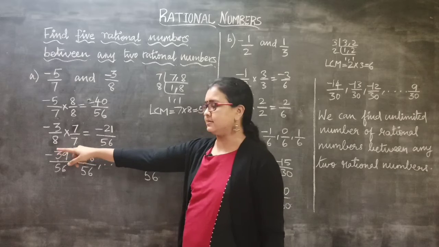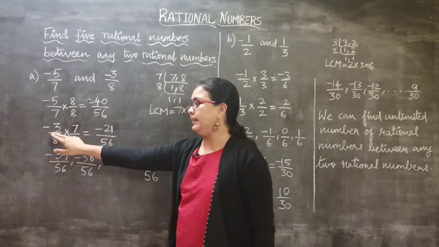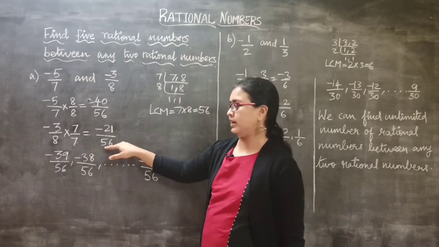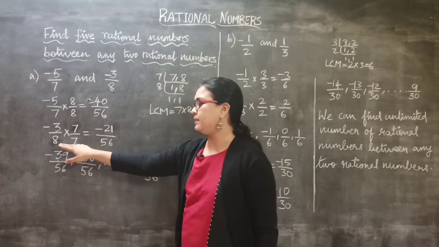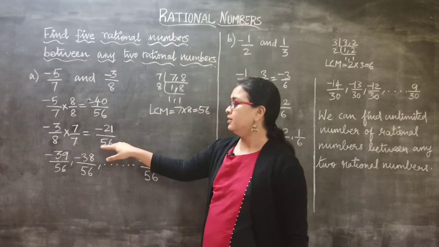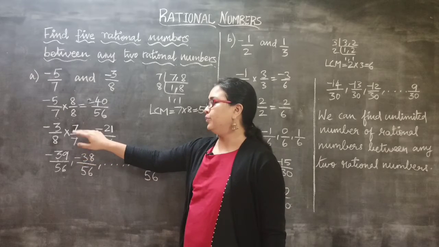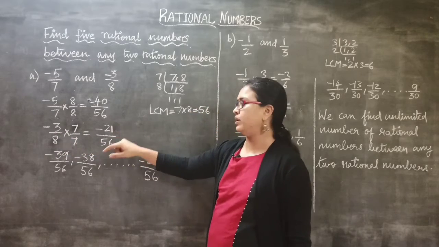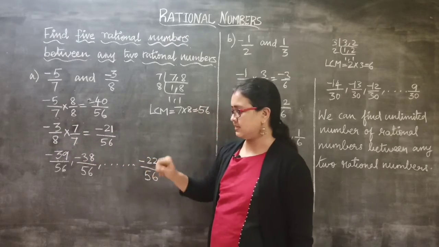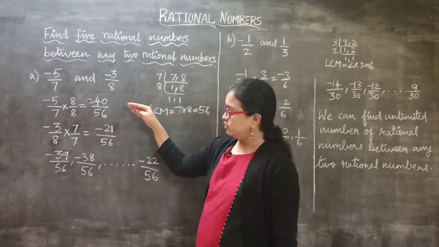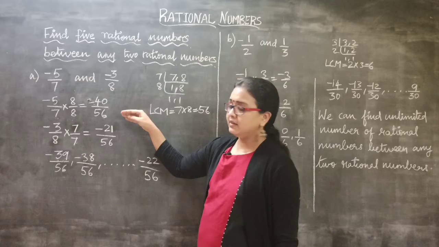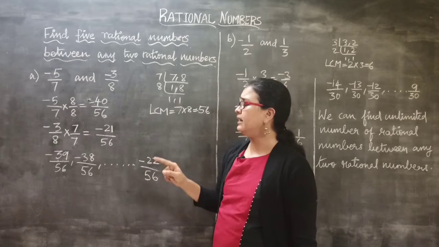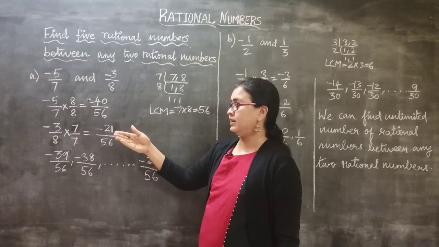Now minus 3 by 8. Again we have to check with the denominator 8, with what number if I multiply, I will get 56. When I check, I can say that 8 multiplied by 7 gives 56. So I am multiplying with 7 in the numerator and also in the denominator. So minus 3 multiplied by 7 is minus 21. 8 multiplied by 7 is 56, right? So we got the two rational numbers with the same denominator, that is minus 40 by 56 and minus 21 by 56.